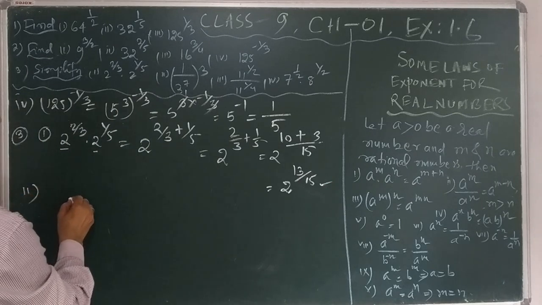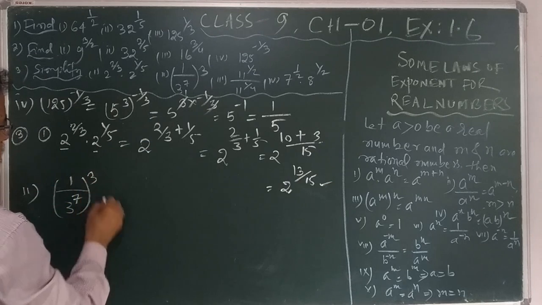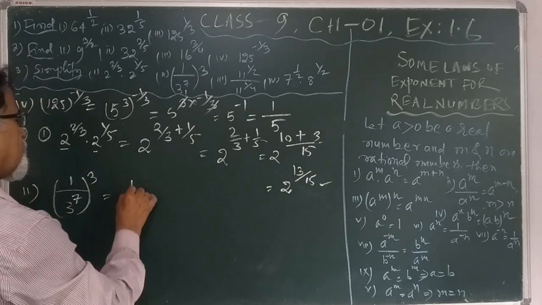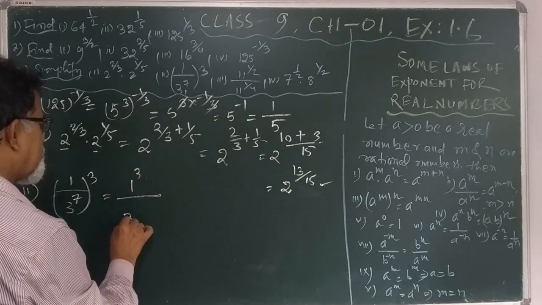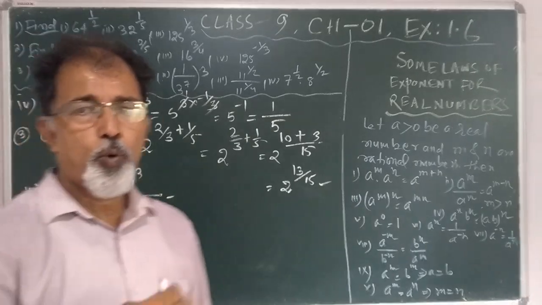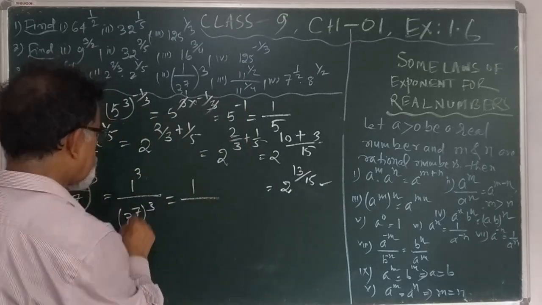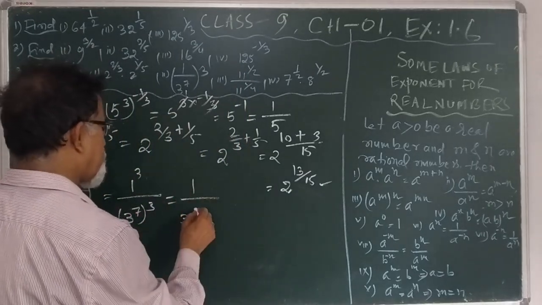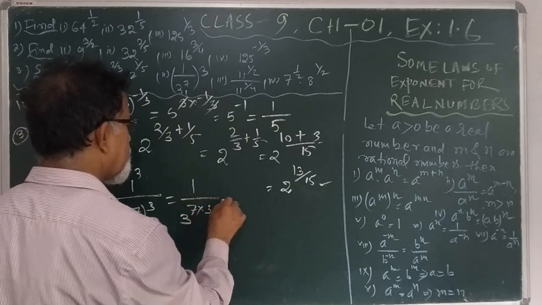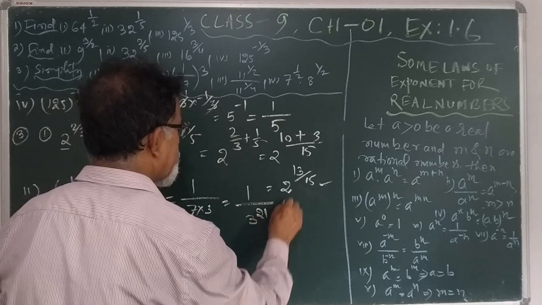Number 2, 1 by 3 to the power 7 whole to the power 3. We can write here 1 to the power 3 by (3 to the power 7) whole to the power 3. 1 to the power 3 means 1 into 1 into 1, that is 1, and (3 to the power 7) whole to the power 3 means 7 into 3. Here this is 1 by 3 to the power 21. This is the answer.